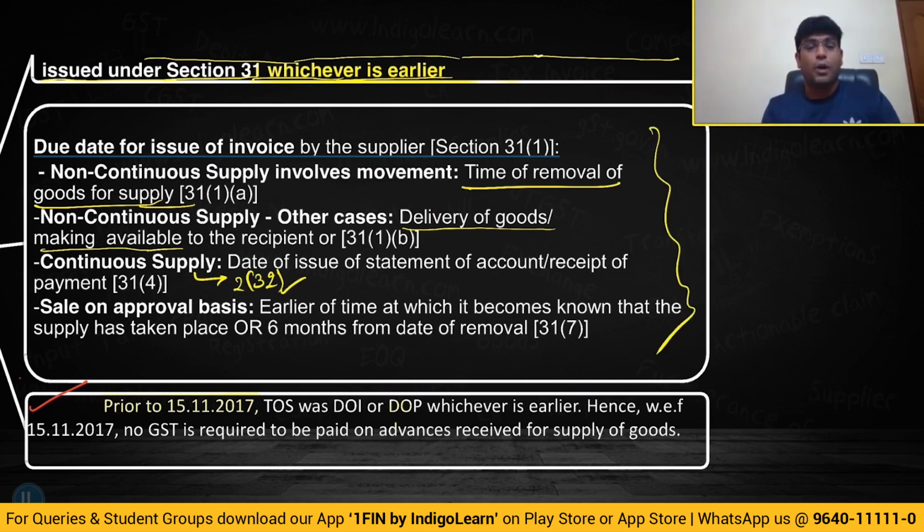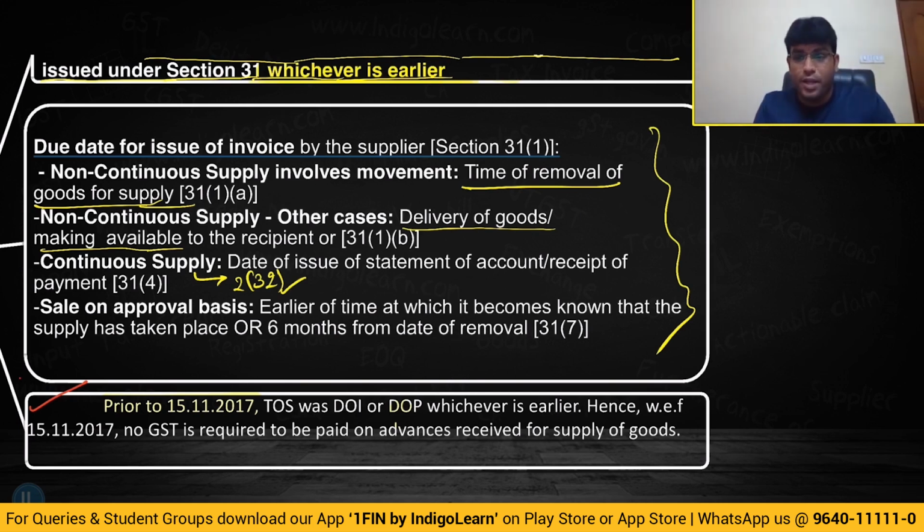Whatever we are learning here is all about the time limit for issuance of invoice. And that's important, because time of supply is the date of invoice. And date of invoice is the actual date of invoice or the last day when the invoice is ought to have been issued under section 31, whichever is earlier.